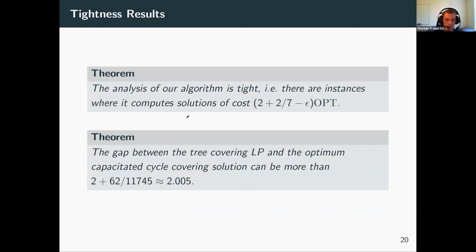And what's also interesting is this tree covering LP. There's of course a gap between, it's not quite an integrality gap, but there's a gap between the tree covering LP and the optimum capacitated cycle covering solutions. And one might initially guess that this is 2, but we actually show that it is at least slightly larger than 2. So we show instances that converge, where the gap converges to this fraction 2.005.